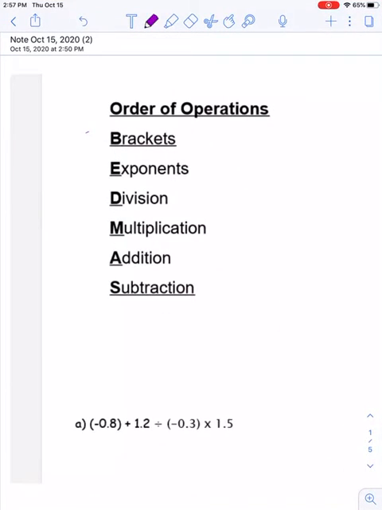Order of operations. When we're doing a math equation, we always start with brackets, then we go to exponents. After that, we're doing division or multiplication, whichever comes first, and last we're doing addition or subtraction. You need to remember that when we're doing math, it's like reading. We're going to read the equation from left to right.